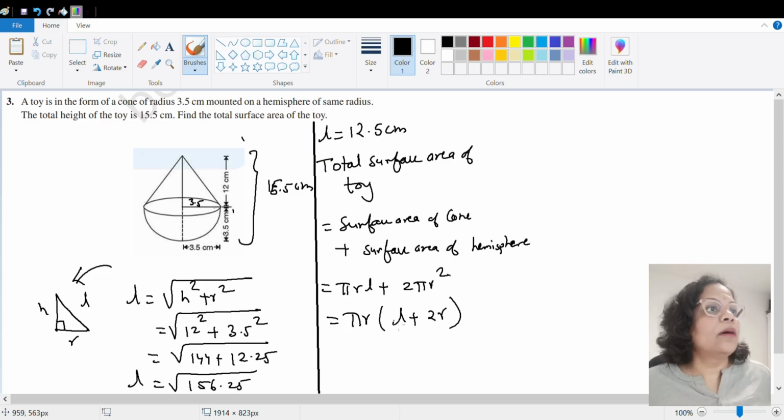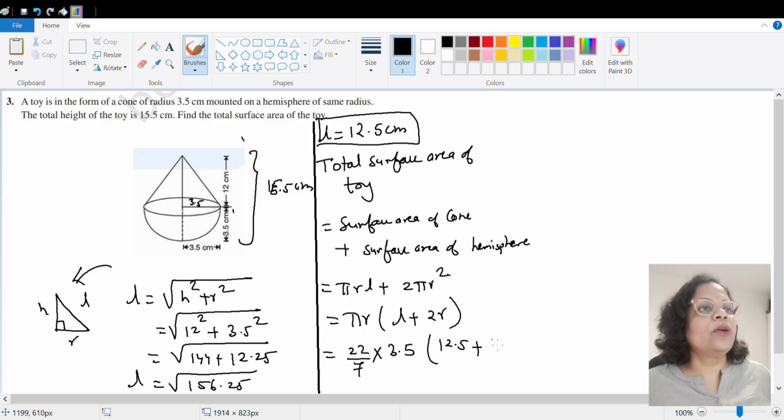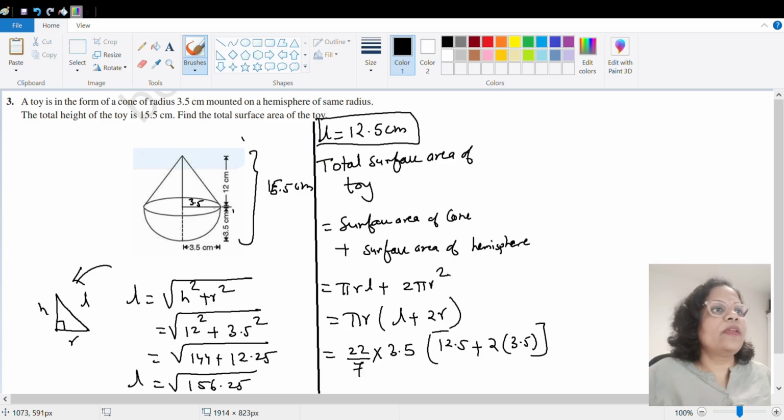So it is 22 by 7, pi is 22 by 7, r is 3.5, which is the radius. l we have got here as 12.5. So we will write here 12.5 plus 2 into r, which is 3.5. Okay, so now we will calculate the total surface area here.